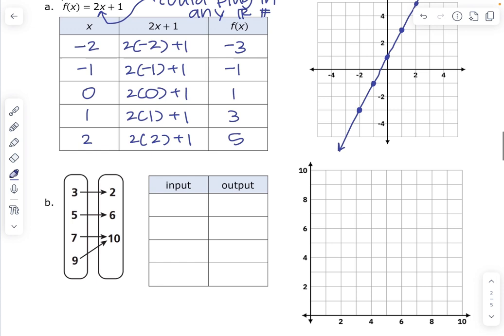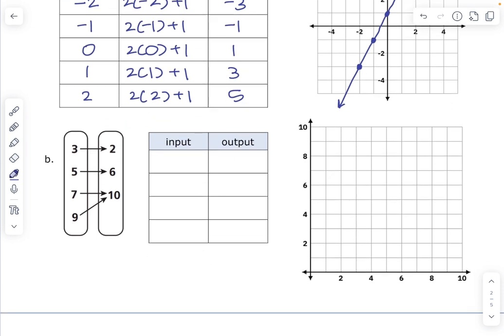Okay. If we look at this example here, we are given a mapping diagram. It says that if my input is 3, my output is 2. If my input is 5, my output is 6. An input of 7 gets me 10, and an input of 9 also gets me 10. Okay, I'm going to plot these points as well. So (3, 2), (5, 6), (7, 10), and (9, 10).